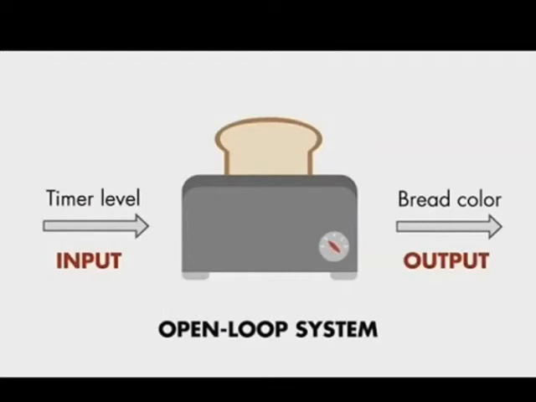Another example of an open loop system is the bread toaster. You can see here, this is the bread toaster, and what we'll be doing here is we'll be setting the time for toasting the bread. The input is the time level and bread is put in the bread toaster. According to the time set, the bread will be toasted. It does not measure whether the bread is toasted or not. And again, it will be overcooked or it is not toasted. Hence, such a system is called as an open loop system.